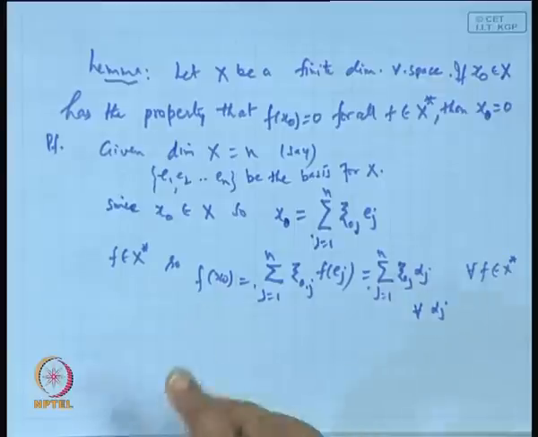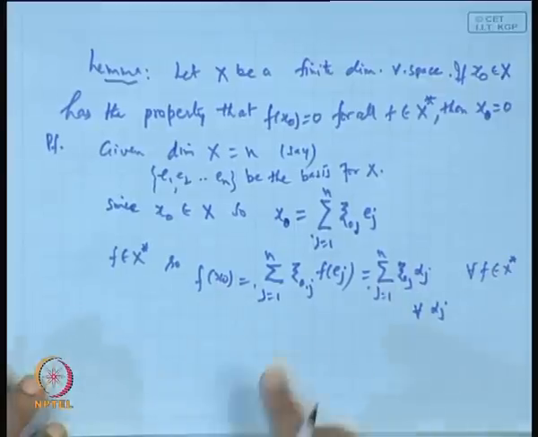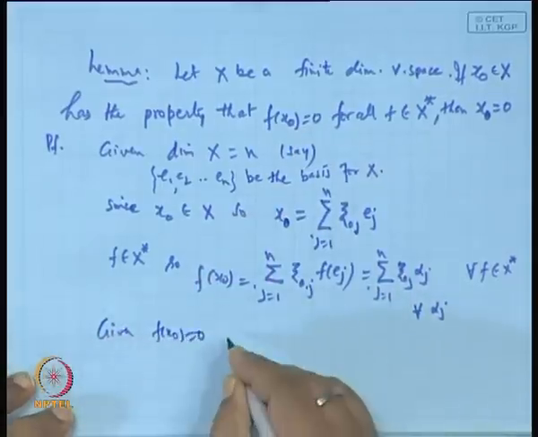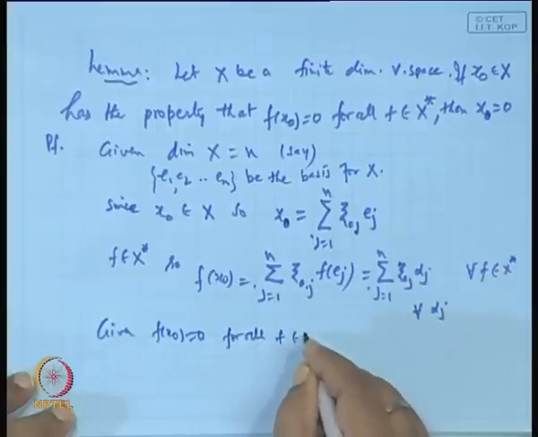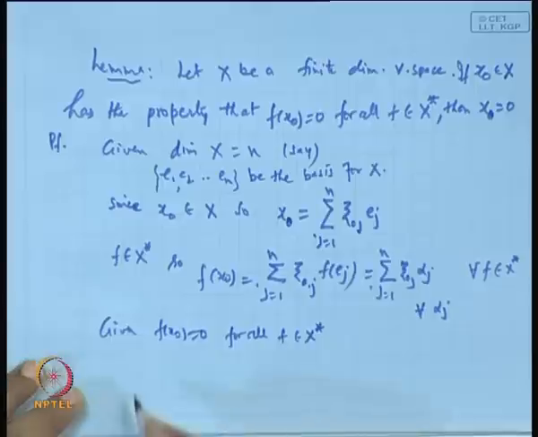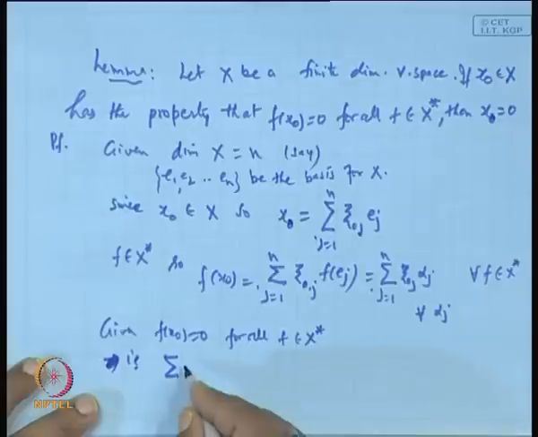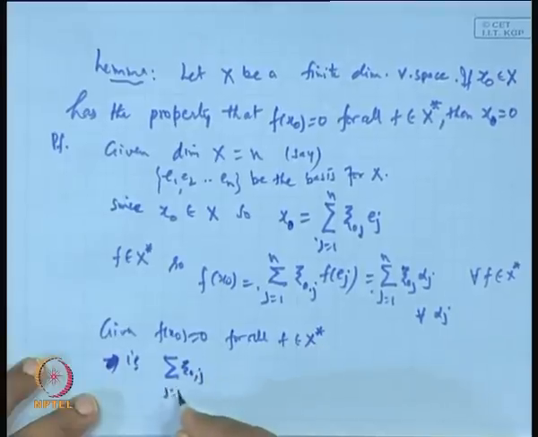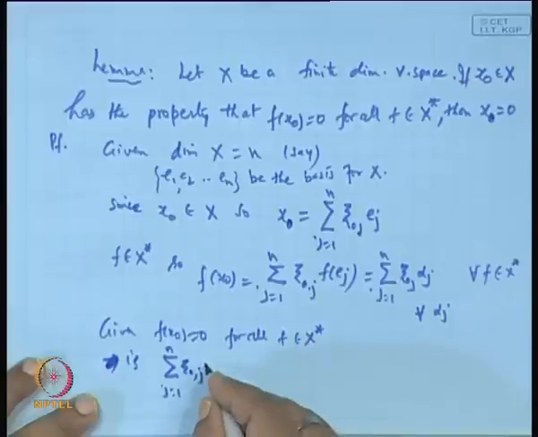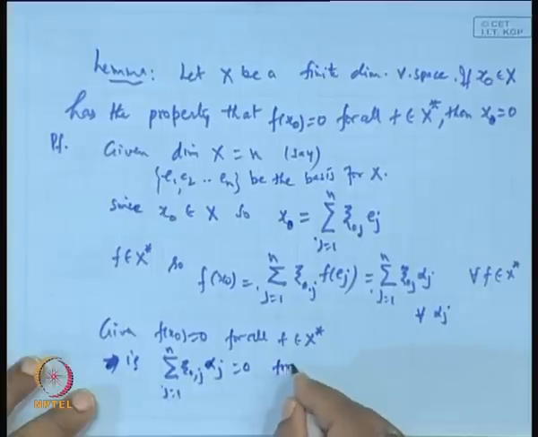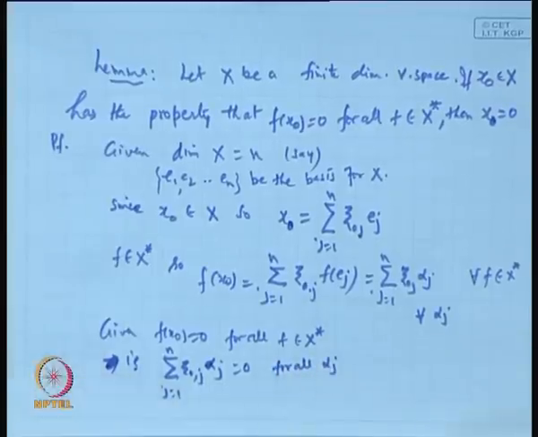Now, what is given is that f of x0 is 0 for all f belonging to X*. This is given. It means that the sum of ξ0j αj, j equal to 1 to n, equals 0 is given for all αj. Is it not? For any f means for all alphas also. Okay? For any alpha you put.